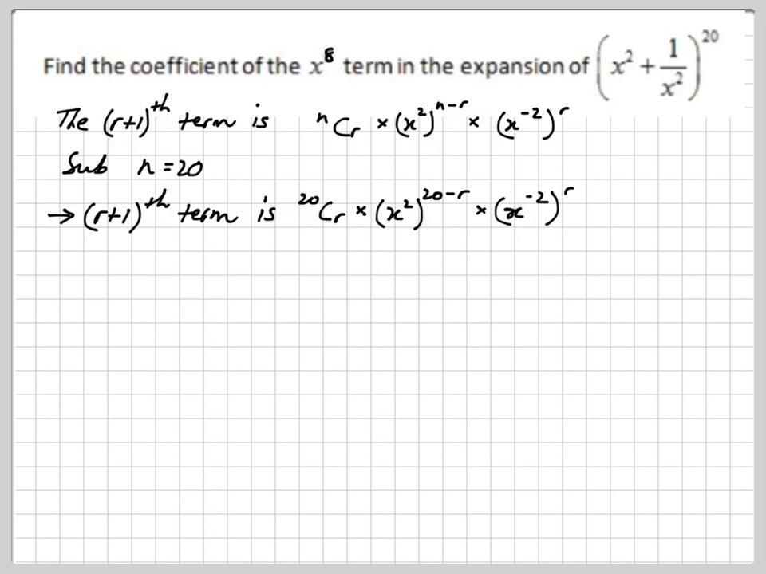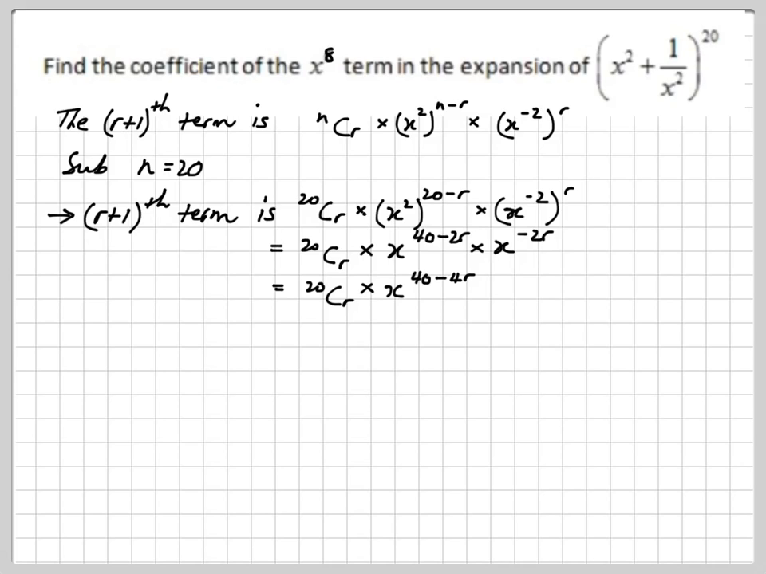Now, what do we have to do? Get the x to the 8th term. Let's combine all those x's and see what it looks like then. That's looking a bit better. One more line, I think. That's even better again. Now look, see that x to the 40 minus 4r? That 40 minus 4r has to be what?